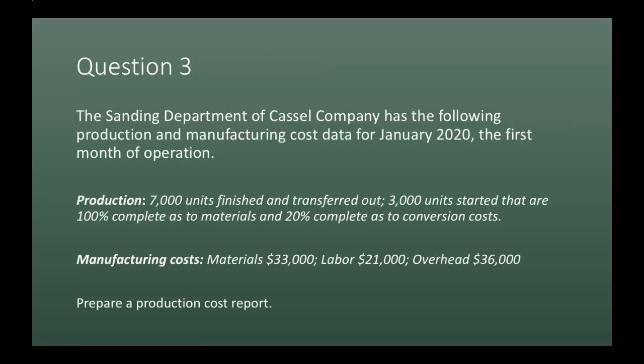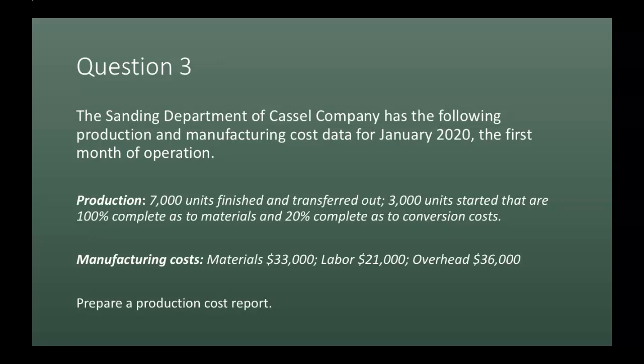So now question number 3. Question number 3 is a production cost report question. It says the sanding department of Castle Company has the following production and manufacturing cost data for January 2020, the first month of operation. That's an important little phrase there at the end of that sentence.